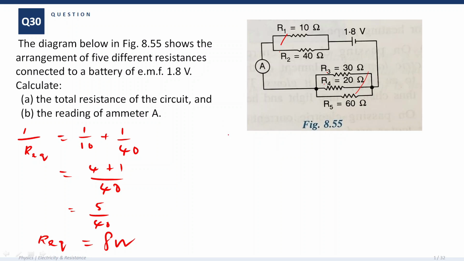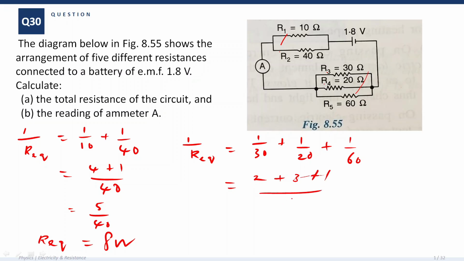Similarly, between 3, 4 and 5, R equivalent equals 1 by 30 plus 1 by 20 plus 1 by 60. LCM is 60, so it multiplies by 2, multiplies by 3, and plus 1 by 60.